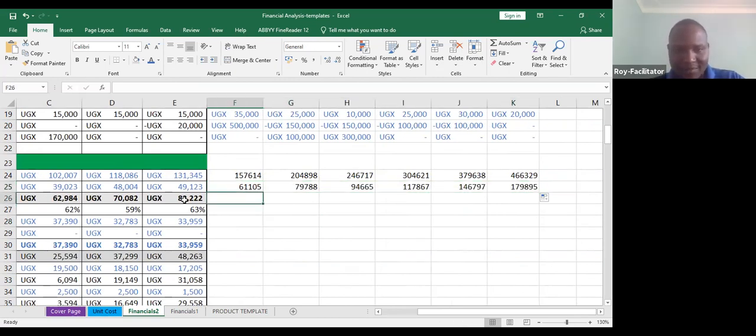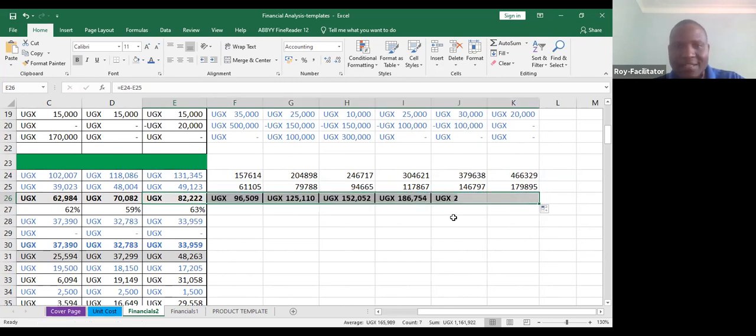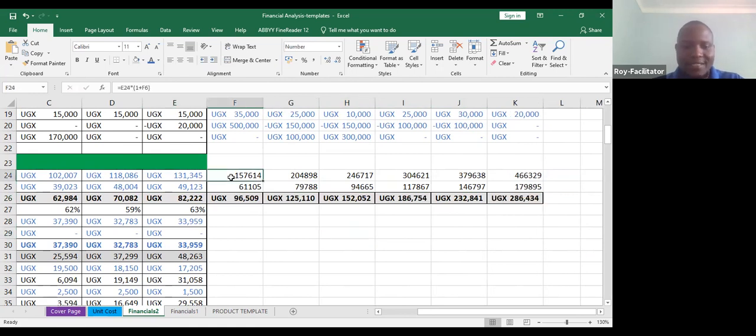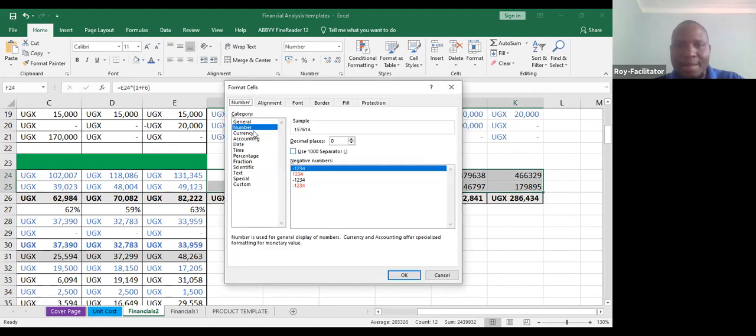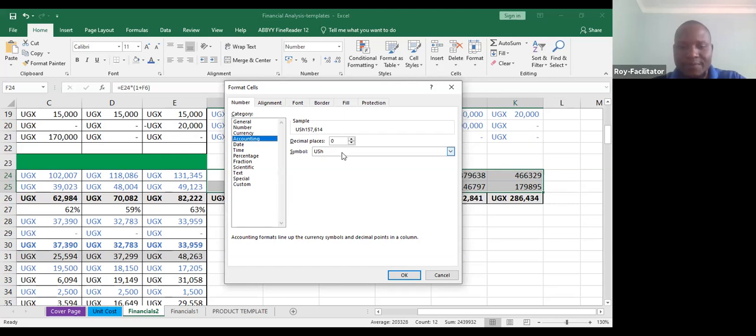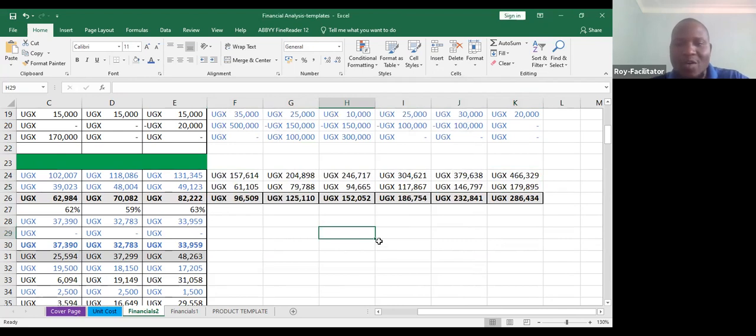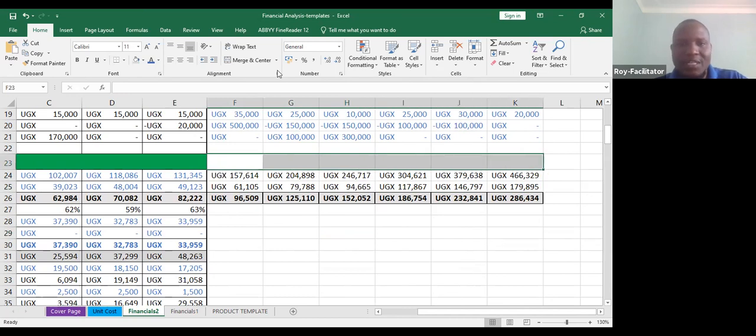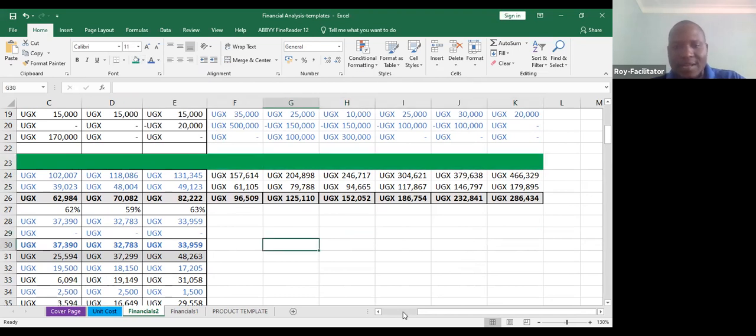Now my gross margin, as you can see, the formula was already there. I'll just pick the formula and extend it, and it will compute for the others. So it will already tell me how my profitability is going to be in the next year. I'm just going to add UGX to this, in accounting format. So we now know our gross margin in those coming years based on my projection. All right, let's proceed.